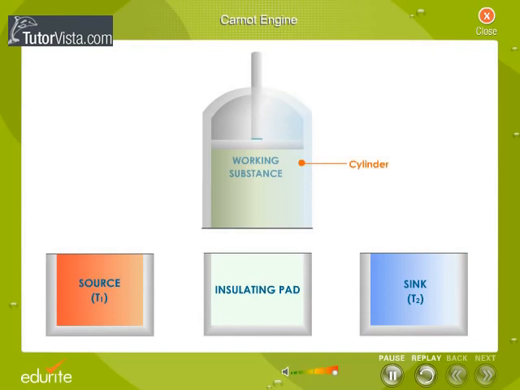Cylinder. The main part of the Carnot's engine is a cylinder with perfectly insulating walls and perfectly conducting base. It is fitted with a perfectly insulating and frictionless piston.